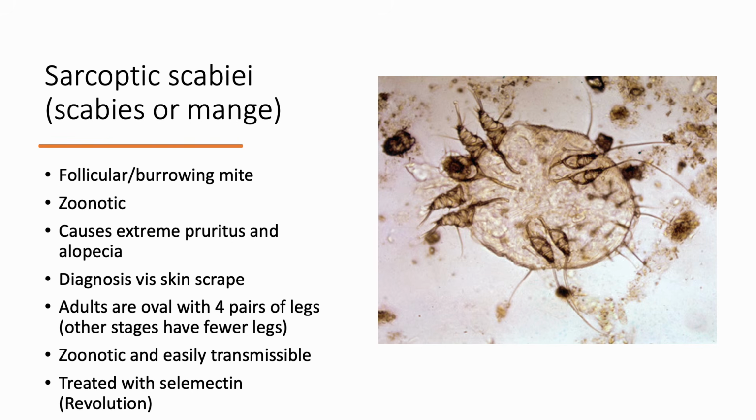The adults are oval shaped. They have 4 pairs of legs. And as I mentioned, they're zoonotic. They do get transmitted pretty easily between people or between animals. And then the treatment is usually selamectin, which is Revolution, topically, and the frequency is increased from the labeled dose. So instead of just giving it once a month, we give it every 2 weeks for 3 treatments.